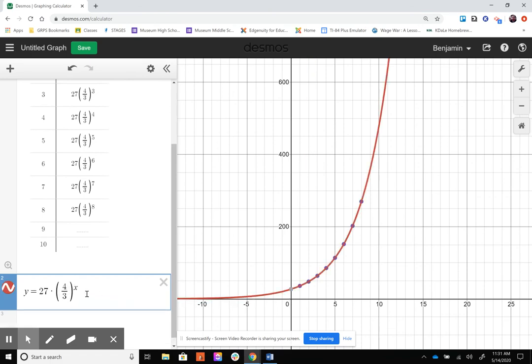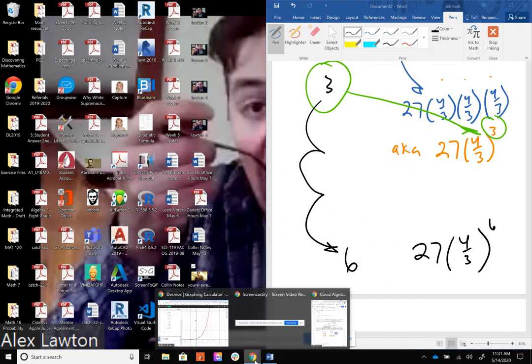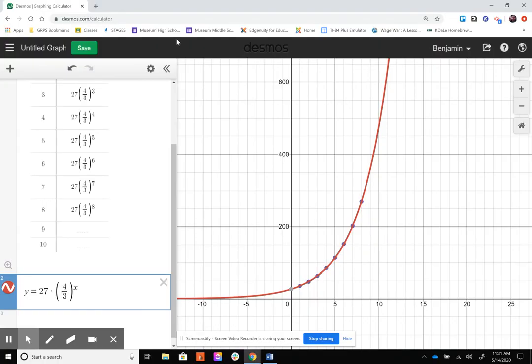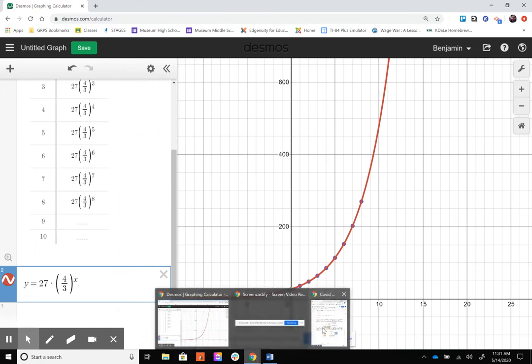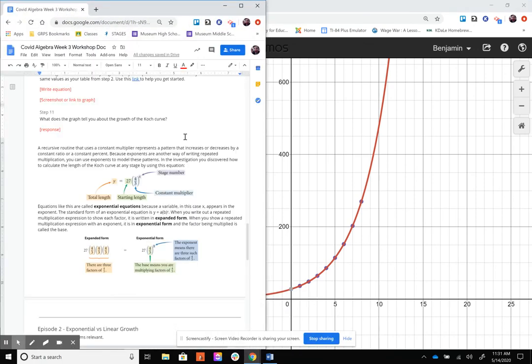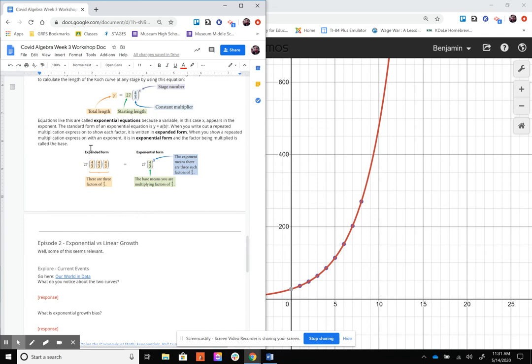And check that out. So there's a little bit of reading in that workshop doc, and then there's a few more tasks in episode 2. I just wanted to show you a little bit more about this investigation. So you'll notice right here, it gives you that function. And then also it shows you the difference between expanded form of an exponent and exponential form of an exponential function.